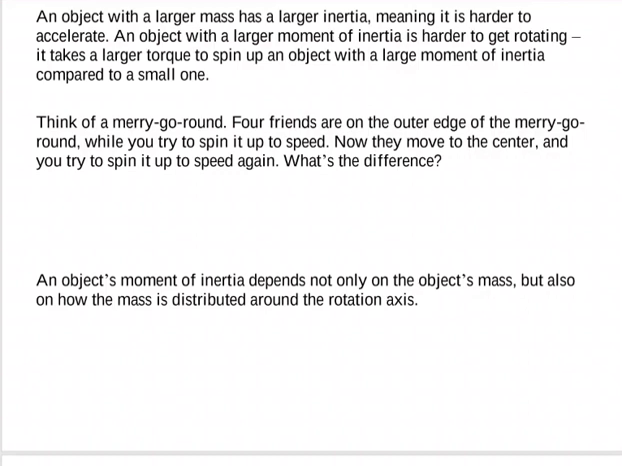So, which situation had the larger moment of inertia? Outside. Yeah. Friends on the outside equals larger moment of inertia. Because all of the mass was on the outside of the merry-go-round. That made it harder to spin up. Okay? Now, once you put all the friends on the inside, then the mass was all on the inside, and you had an easier time spinning that merry-go-round up. Okay? You decrease the moment of inertia.